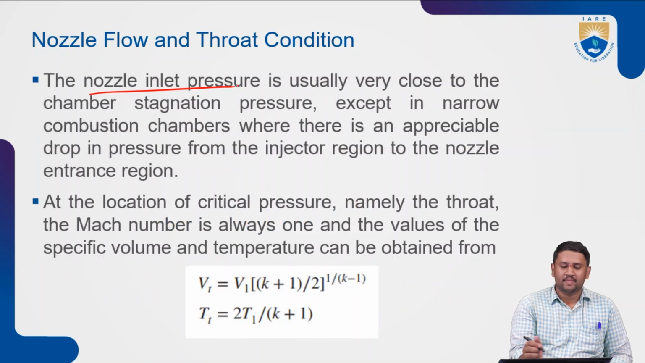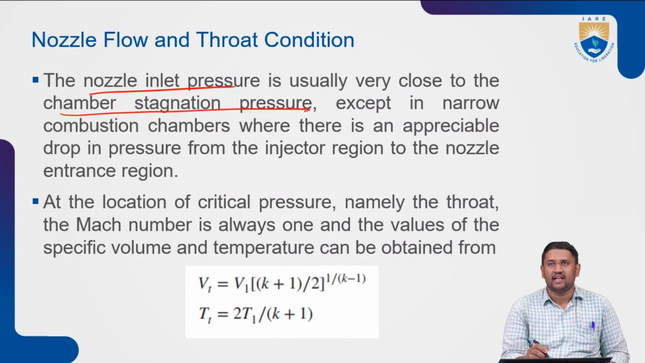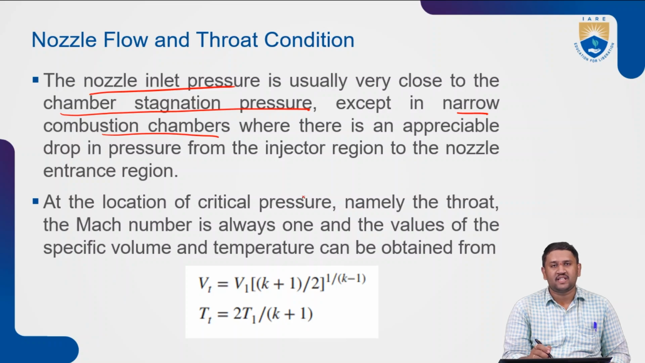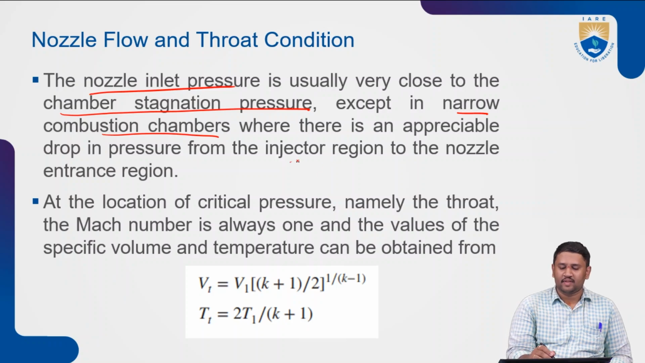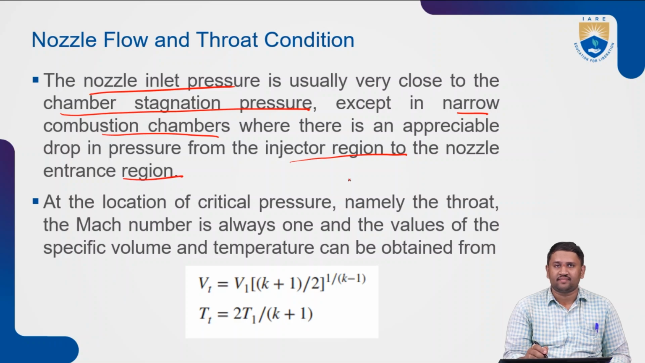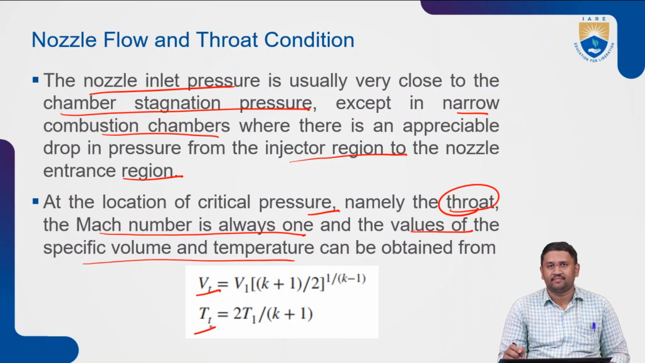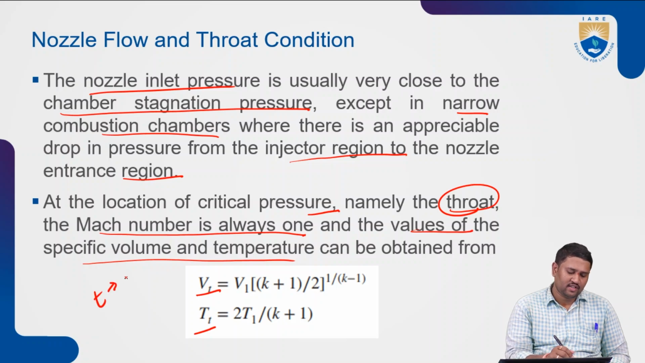Now, the nozzle inlet pressure is very close to the chamber stagnation pressure, except in the case of narrow combustion chambers, where there is an appreciable pressure drop from the injector region to the nozzle entrance region. And at the location of critical pressure, namely the throat, the Mach number is always 1, and the values obtained for specific volume and temperature can also be rewritten in terms of Vt as well as Tt, where the suffix t denotes throat.